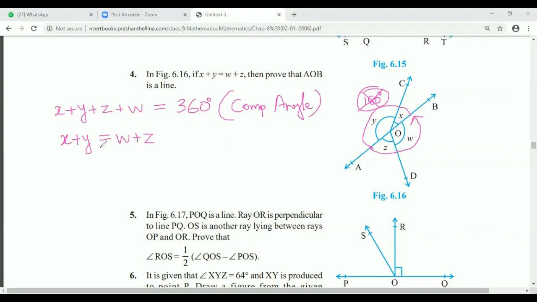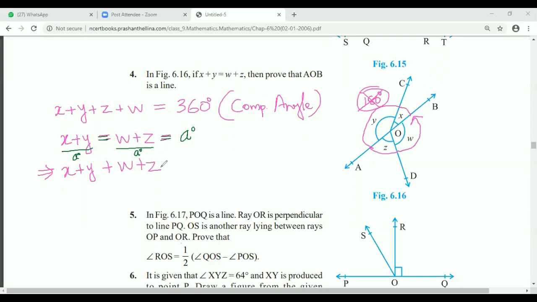Whatever the measurement of X plus Y is, it is equal to the measurement of W plus Z. Let's take that unknown value of their sum as X degree. So we can add all these: X plus Y plus W plus Z. As per the data given, X plus Y is X degree and W plus Z is also X degree. Don't get confused with this X I have used here. Let's take another variable, let it be A degree. This is A degree and that is equal to another A degree here. That is the meaning of the statement.